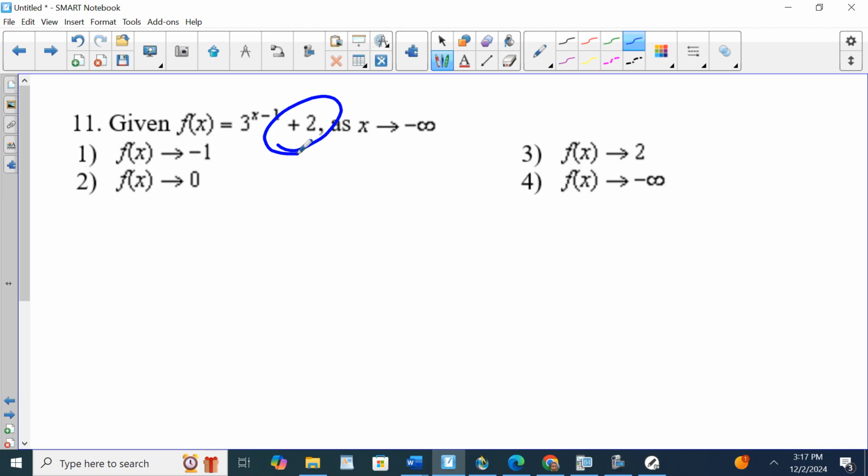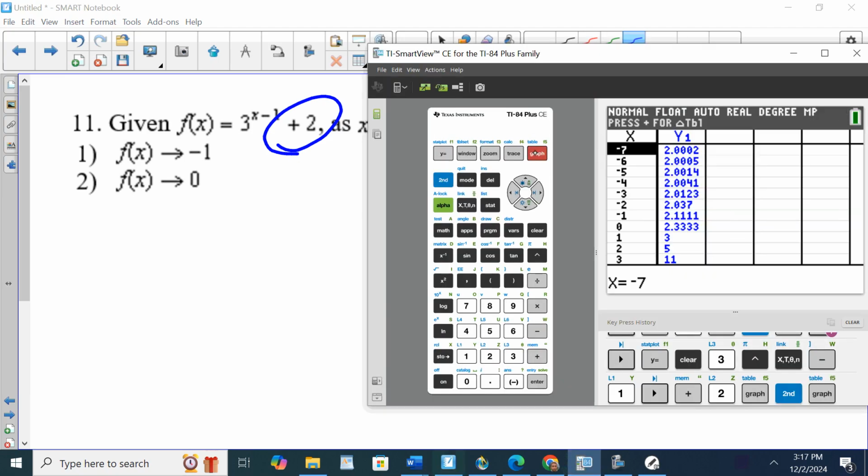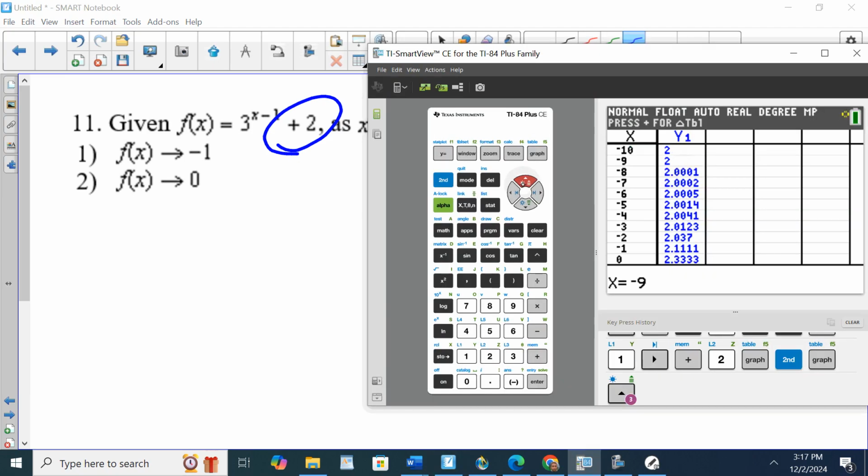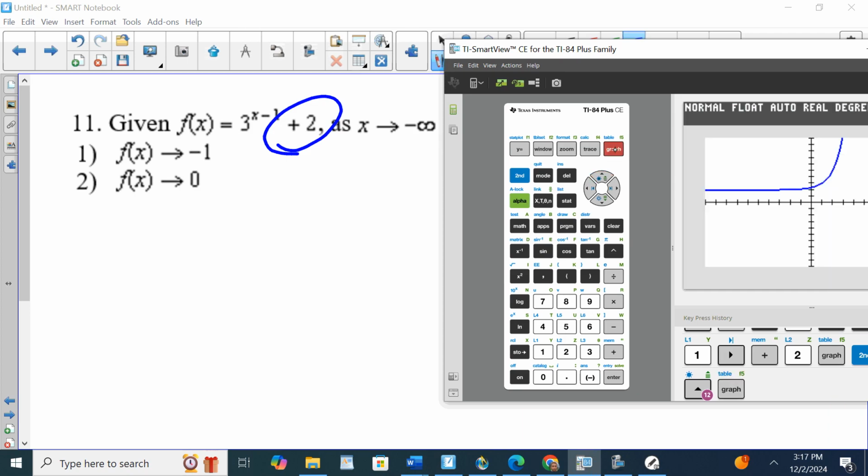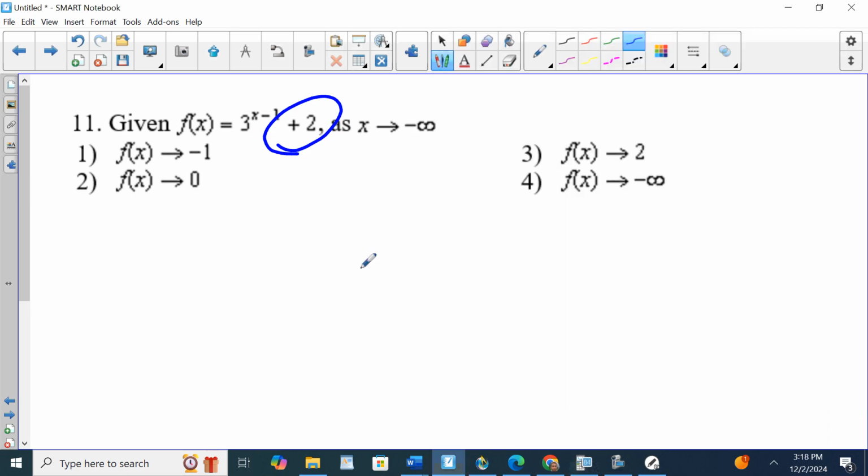It's also the value, the cheat is it's the value that you see repeated in the table. It's never actually hitting 2, it's just getting closer and closer and closer. Either way, the asymptote is 2. So as x approaches negative infinity, it approaches the asymptote, which is 2.